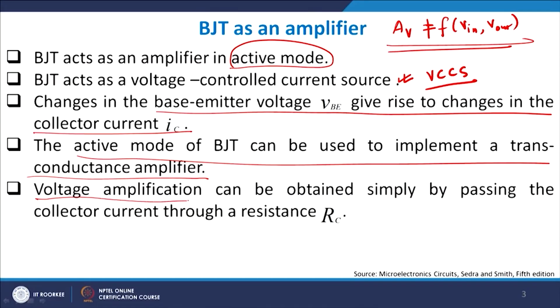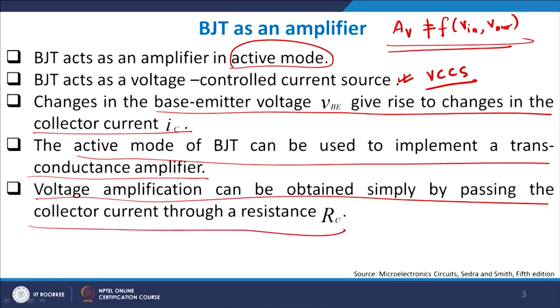Now, the last point is that the voltage amplification can be obtained simply by passing the collector current through a series resistance RC. So you have IC available because the collector current is available. If you force the collector current to pass through a resistance RC, then ICRC is basically the drop of the output voltage.